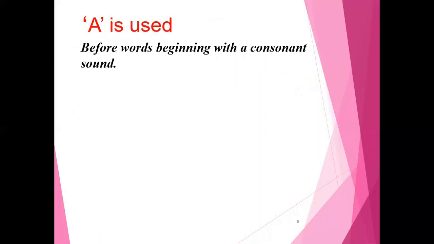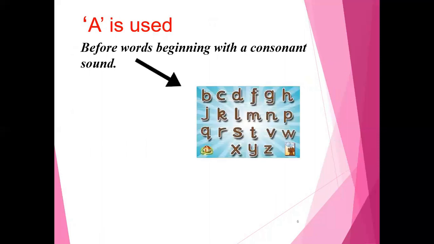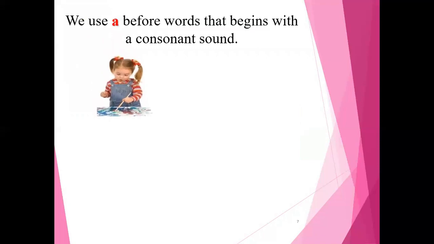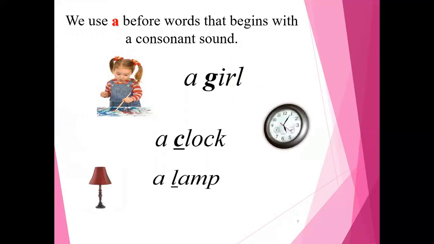Let's check the use of a. A is used before words beginning with a consonant sound. Consonants are the sounds that start from B, C, D, G, F, H, J, K. These are the letters mentioned here, and these are consonant sounds. We use a before words that begin with a consonant sound: a girl, a clock, a lamp.